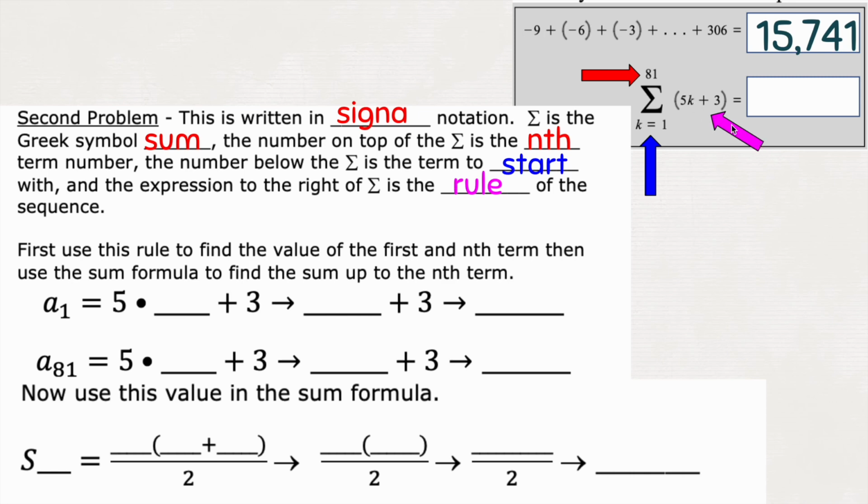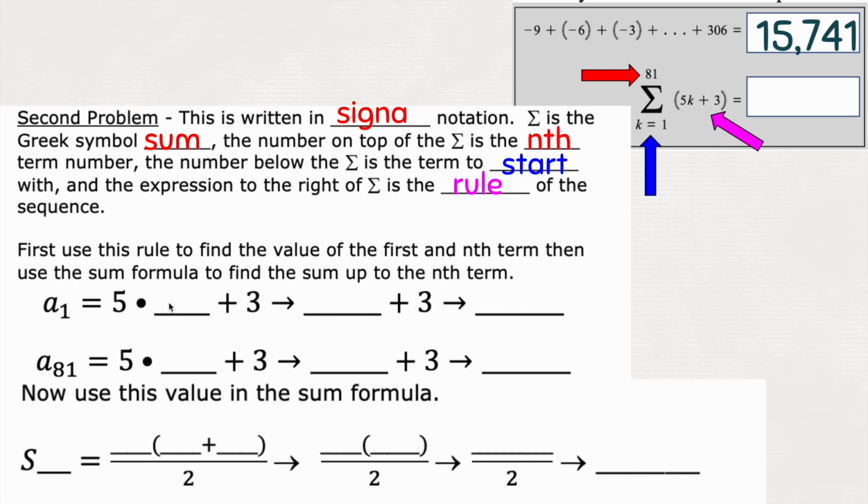So this gives me the equation to use, right? So that I'm going to need to find the first term, and I'm going to need to find the 81st term, because I need that to plug it into my formula. So that's the second piece we're going to look at here, now that we know how this is set up. So we're going to use the rule to find the value of the first and the nth term, and then use the sum formula to find the sum up to that nth term, which is 81.